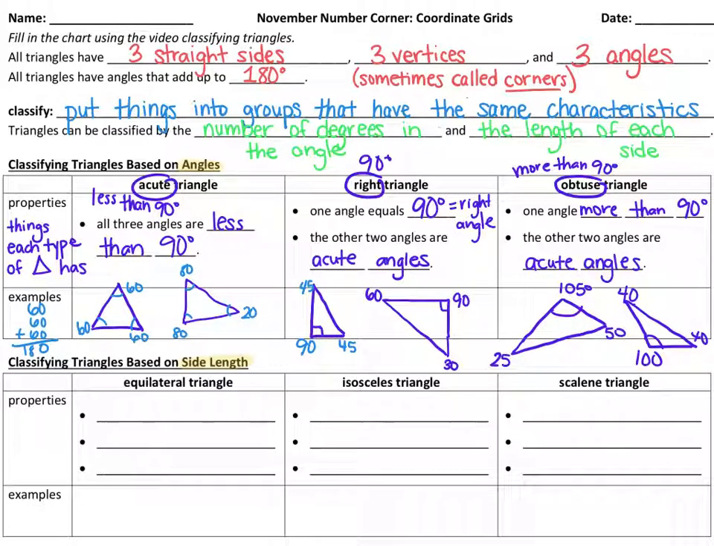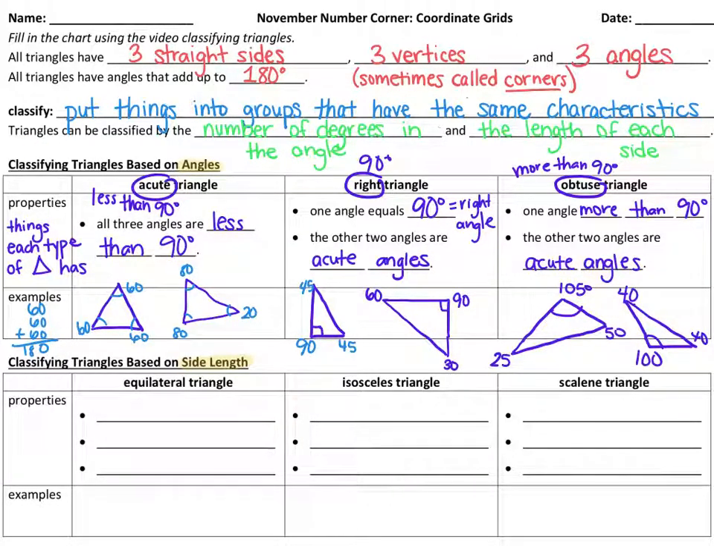Alright, now it's time to look at triangles based on side lengths. It's important that you understand that a triangle can be based on angles, and that same triangle can also be based on side lengths or classified by side lengths. So this part is completely separate from the angle part.